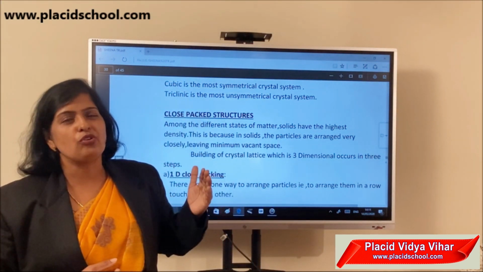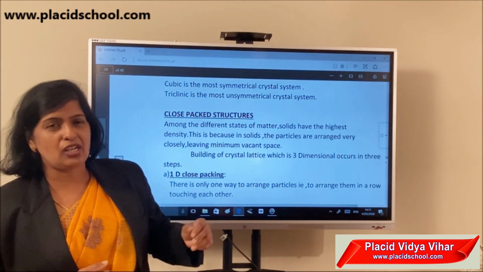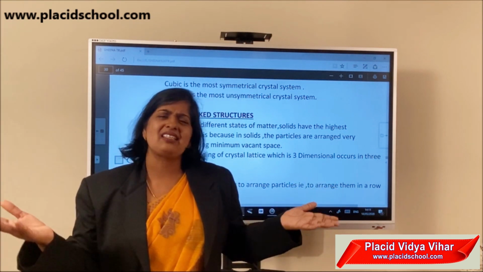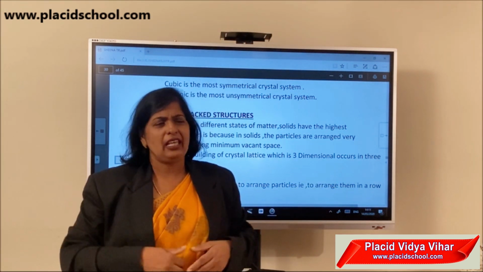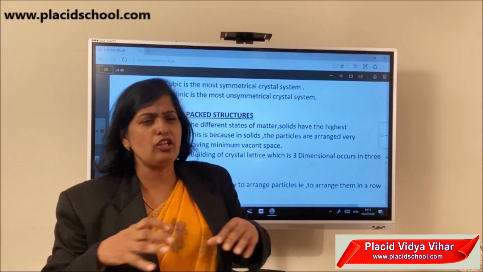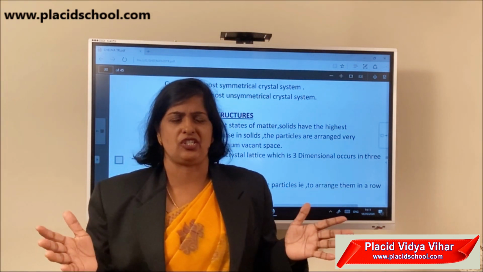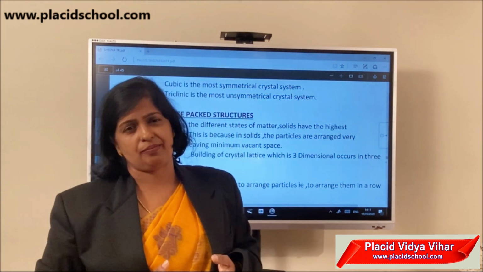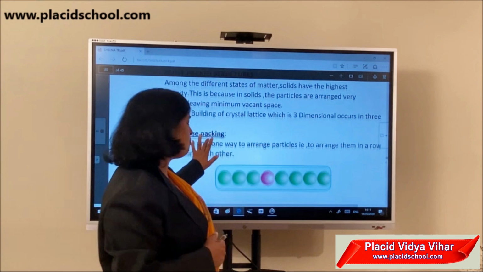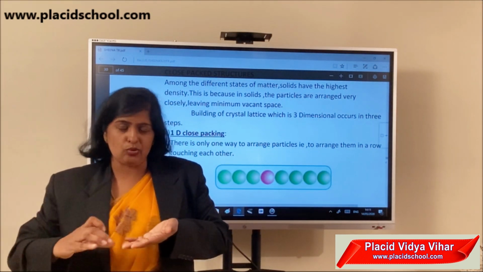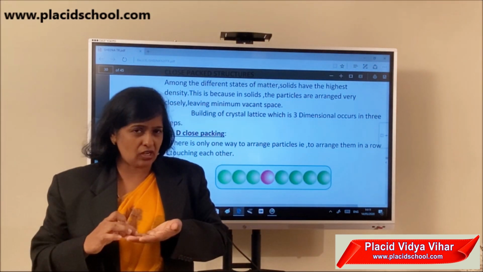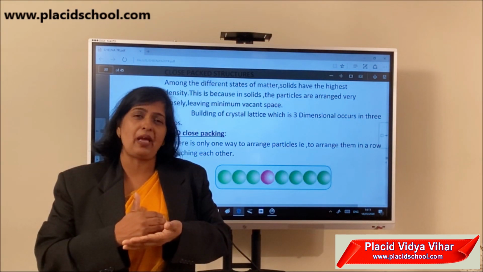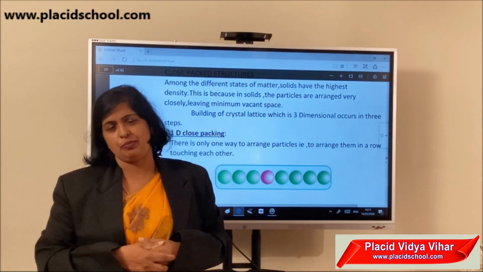Now we move on to three-dimensional close-packed structures. We know real substances exist three-dimensionally. In order to make a three-dimensional object, we have to move through three stages. First, we make a one-dimensional close packing, then convert it into two-dimensional close packing, then three-dimensional close packing.